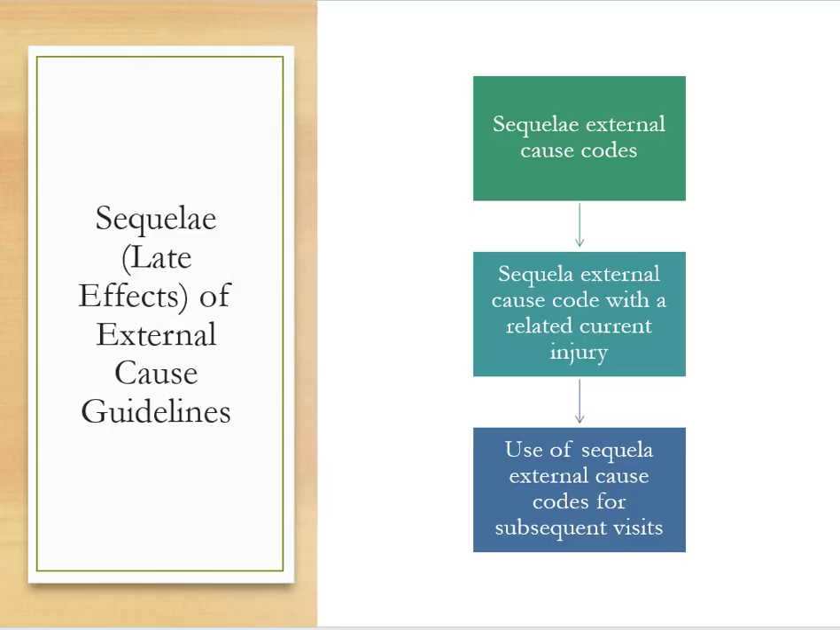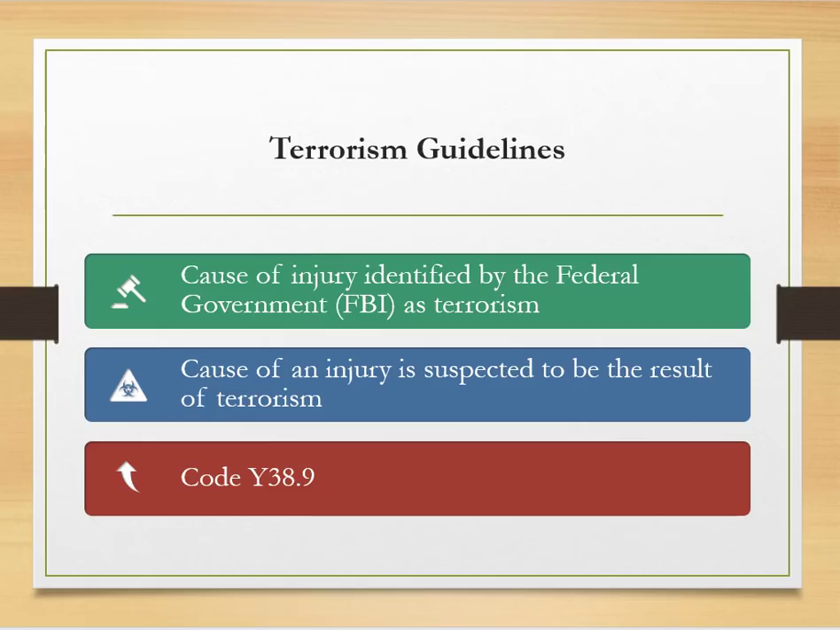We started actually talking about them in section 1B, guideline number 10. Now, when you have situations where there is a sequela external cause code with a related current injury, you should never report them. So a sequela external cause code should never be reported with a related current injury code. All right, couple more guidelines. Oh, I got one more guideline.